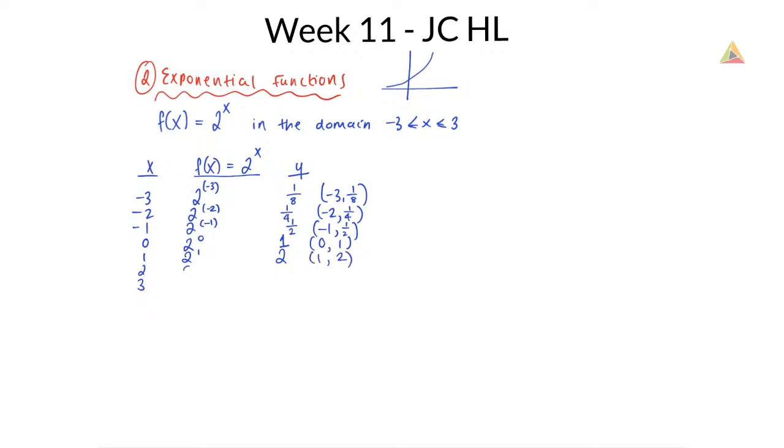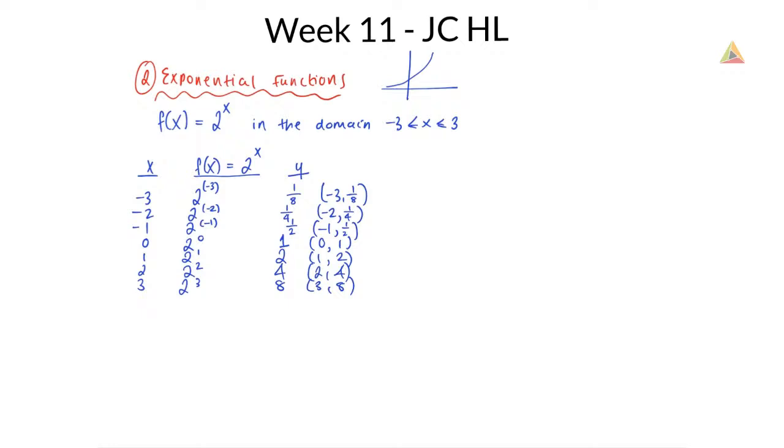The next point is 2 to the power of 2, which is 4. So that point is 2, 4. And then the final point, 3. So it's 2 to the power of 3, which is 8. So your point there is going to be 3 and 8. So we now need to plot these points.